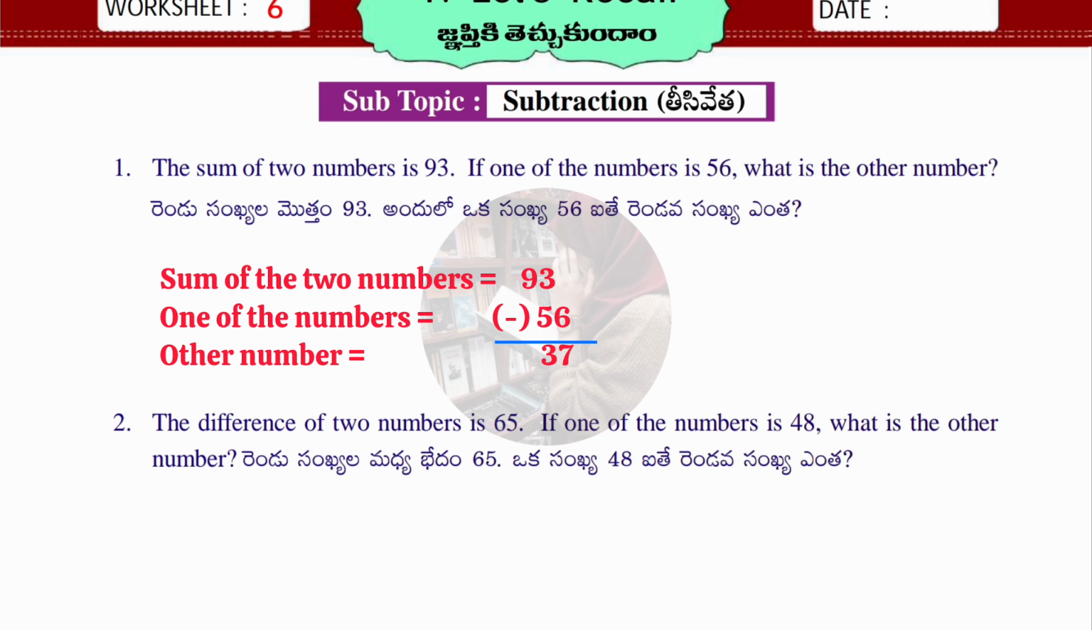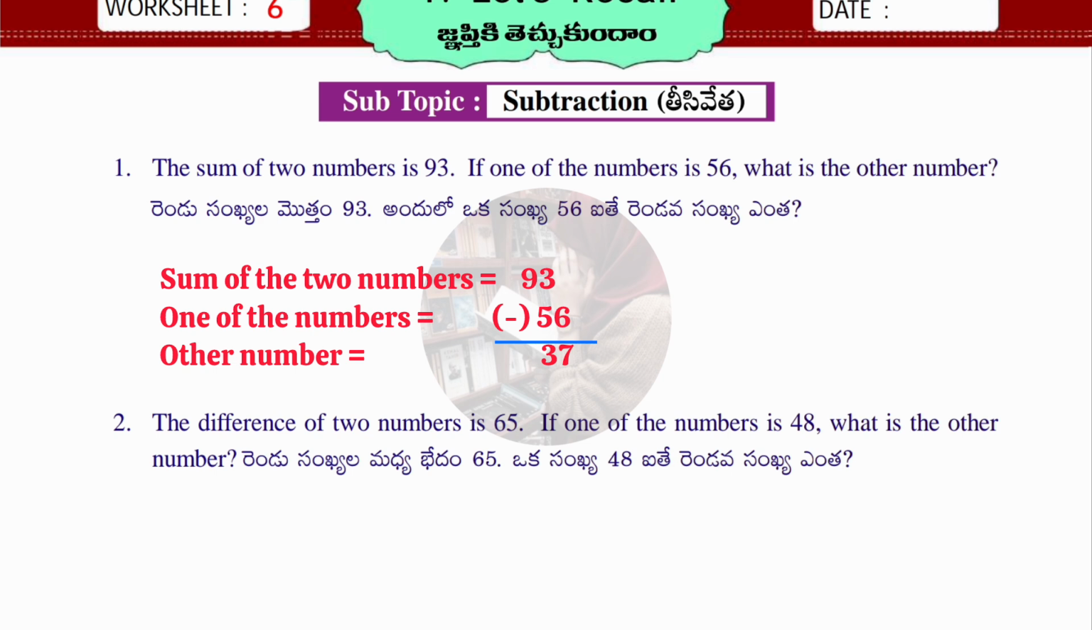You have to subtract the given number from the sum, then you will get the other number. So write down: the sum of two numbers is 93, one of the numbers is 56. If you subtract 56 from 93, you will get the answer 37. So the other number is 37. If you have doubts whether your answer is correct or wrong, just verify it separately by adding 56 plus 37. You should get the answer 93. Then only your answer 37 is correct. In this way you can check your answers as well.